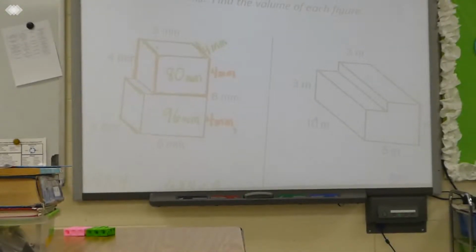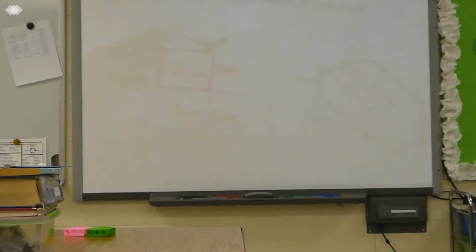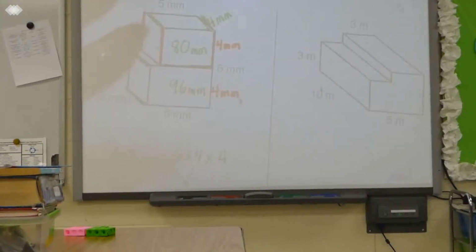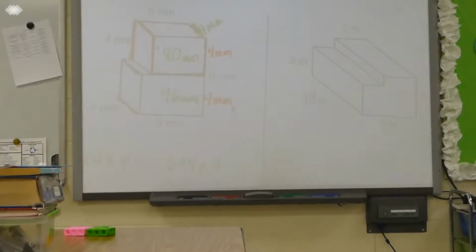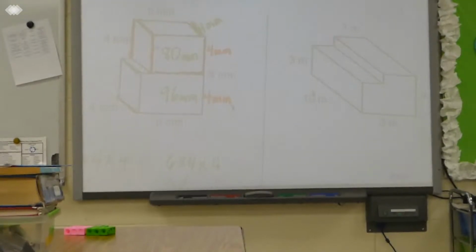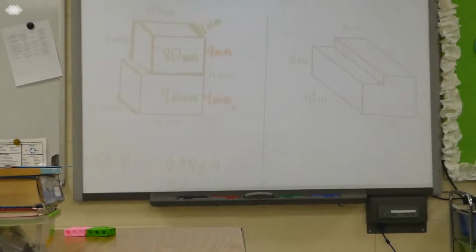Now we're going to reattach them in our minds and add them together. So we have 80 millimeters plus 96 millimeters, which is 176 millimeters cubed. Okay, are there any questions about that?